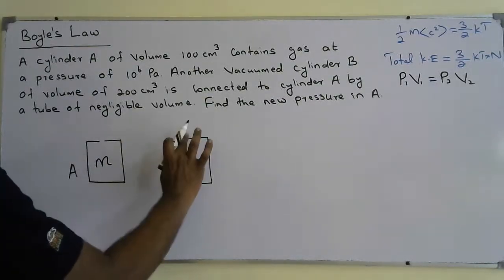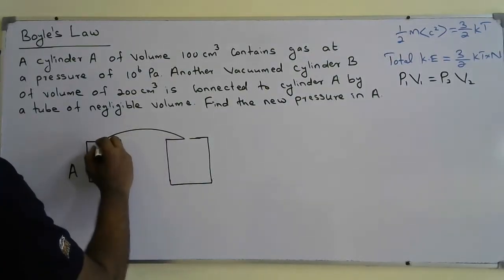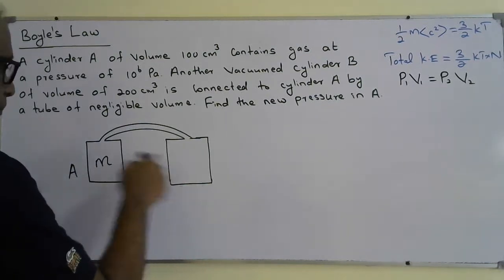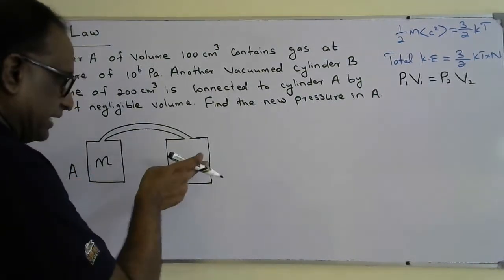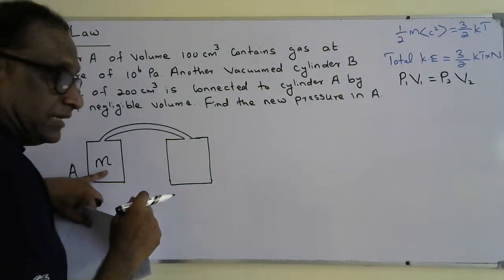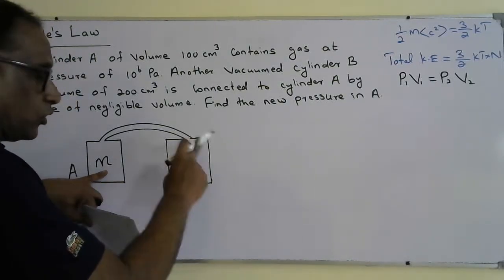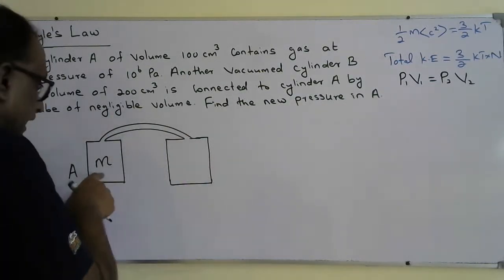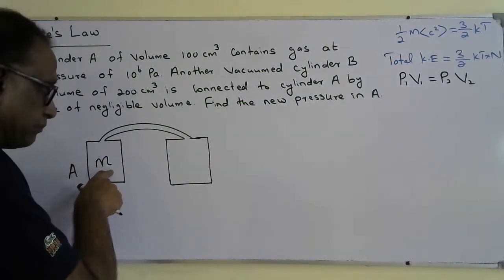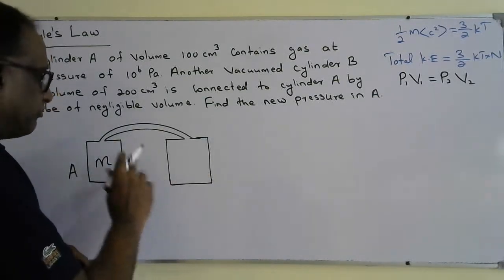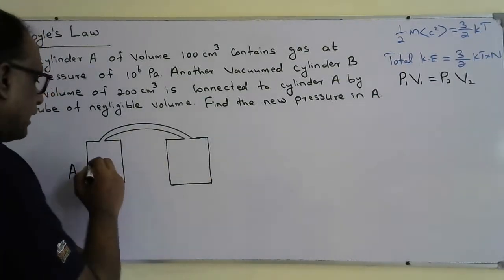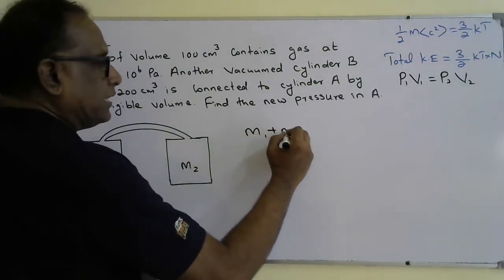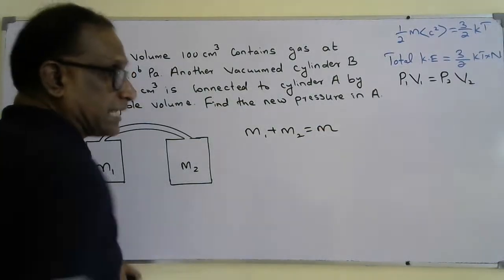Now when you connect both cylinders by a tube which has negligible volume, higher pressure, lower pressure, the gas will flow from here to here. So the pressure of this cylinder will decrease, the pressure of this will increase until both get the same new pressure. Initially the mass of the gas here is m. Finally, after the flow at equilibrium, the mass here is m1, here m2. But we know that m1 plus m2 is equal to the same initial mass m.